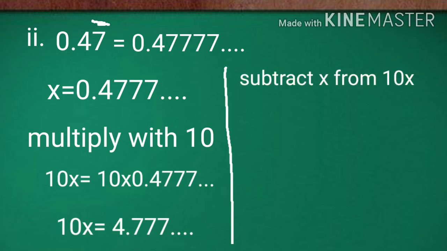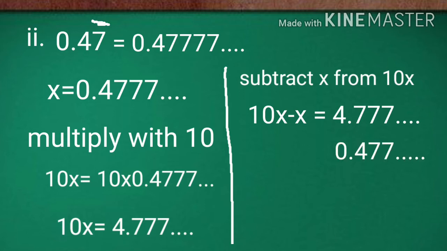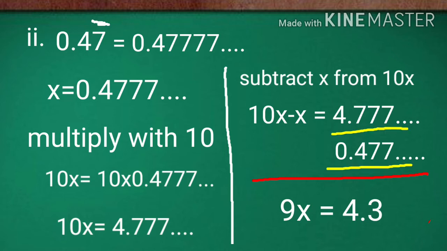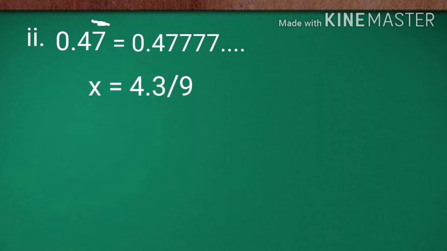So again we repeat the same process. Subtract x from 10x. 10x minus x is equal to 4.777 minus 0.4777. After the subtraction, 10x minus x will become 9x, and when we subtract these two numbers, we are going to get 4.3 as the answer, which is 9x is equal to 4.3. Next step is keeping x on one side and shifting this 9 to the other side of our equation.